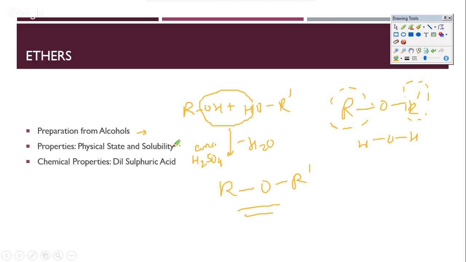Now, what's the solubility for ethers? Ethers mostly are not soluble in water. They are not soluble in water because they are non-polar, in the sense that both these alkyl groups are not very polar. Only the oxygen is the polar part, so they are not soluble in water. But they dissolve alcohols pretty well, they dissolve aldehydes pretty well, so they have very good solubilities with alcohols, aldehydes, or carboxylic acids.